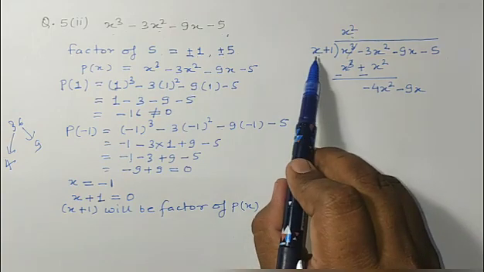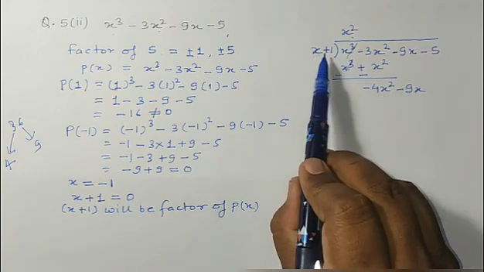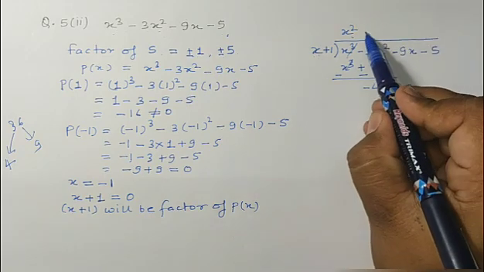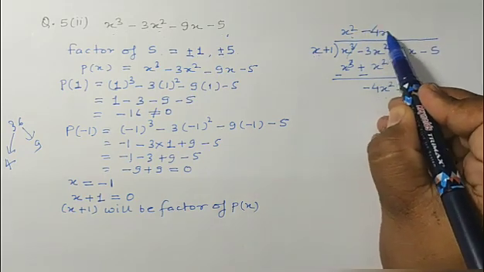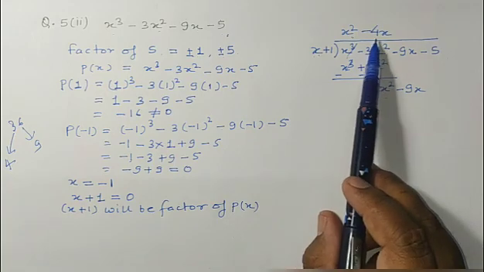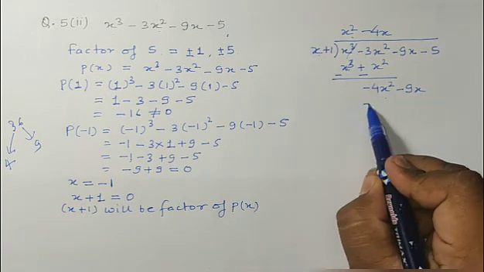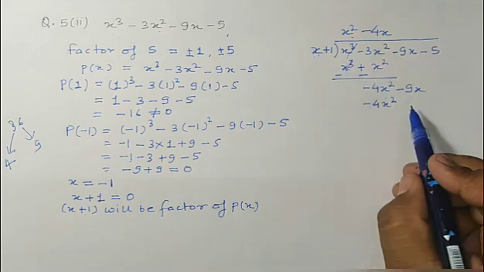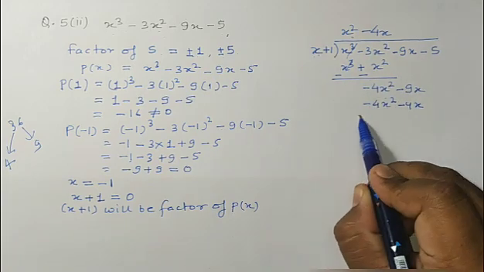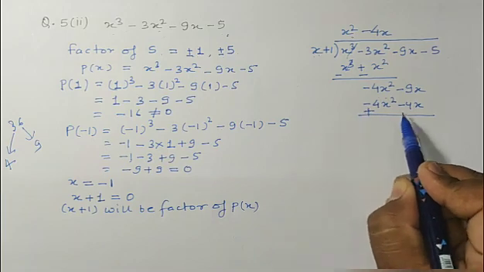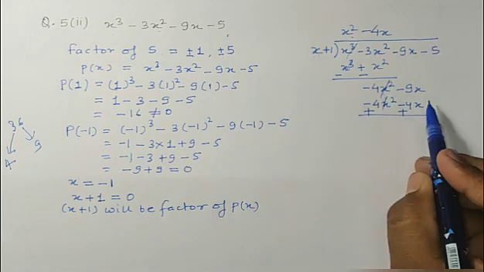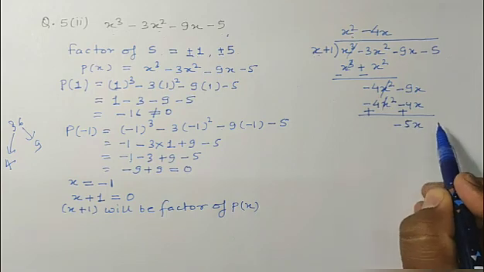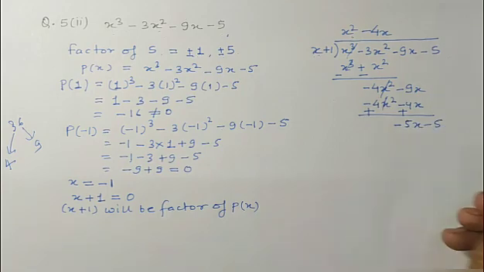Now again we will make the first term equal. So to make x as minus 4x square, we should multiply it by minus 4x. So minus 4x into x will be what? Minus 4x square. Minus 4x into 1 will be minus 4x. Now again we will subtract, the sign will be changed. This will be cancelled out. Minus 9x plus 4x will be what? Minus 5x. And the last term is minus 5.